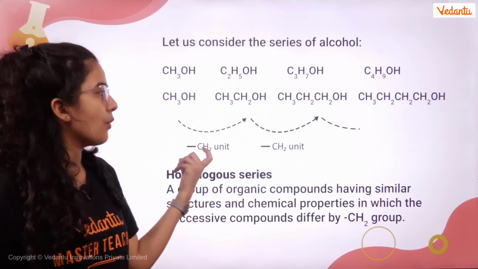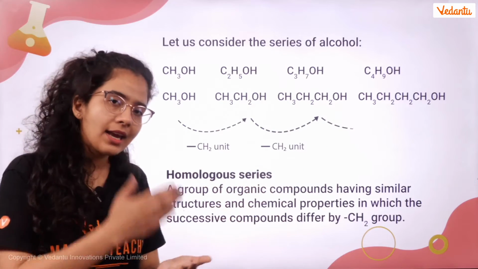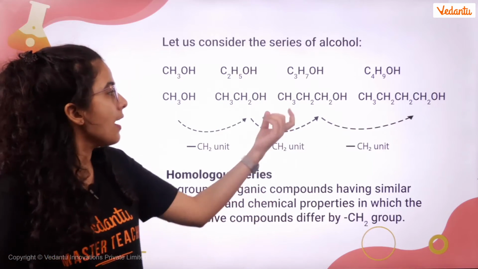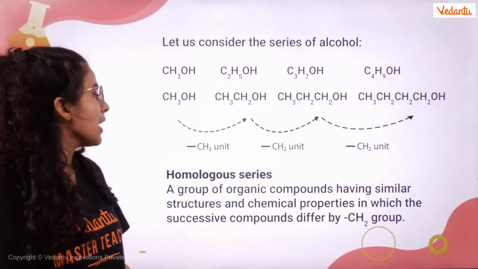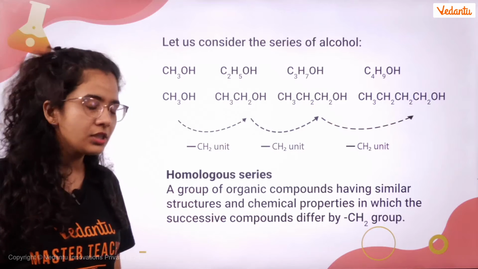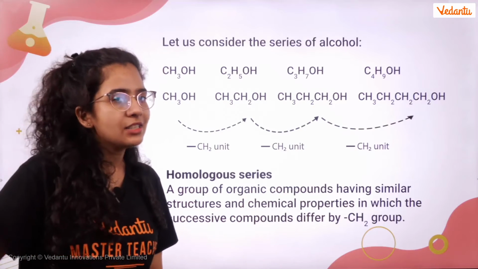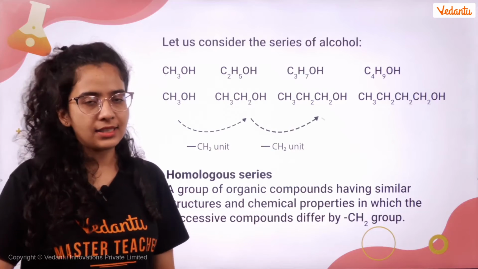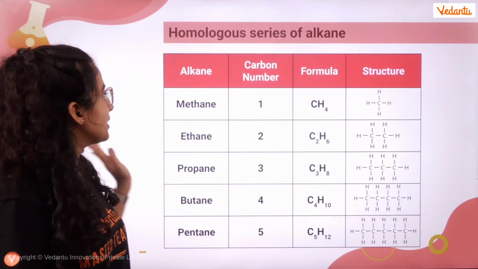Methanol to ethanol, one CH2 has been added. Ethanol to propanol, again we have added one CH2 unit. Propanol to butanol, again we have added one CH2 unit. So a group of organic compounds having similar structures and similar chemical properties, in which successive members differ by one CH2 unit. Each successive member differs by just one CH2 unit.